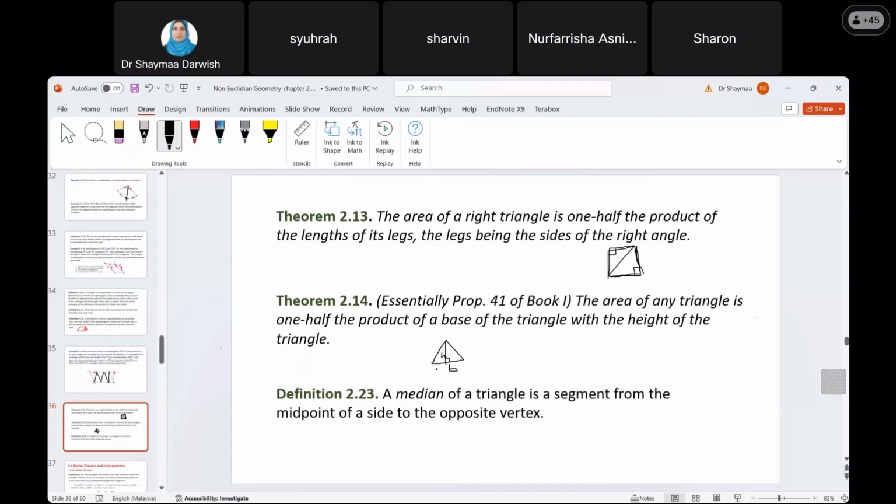Or you can use also the rectangle, but you can use this one directly because from the rectangle you will go to this one. When you draw the height, you now have a triangle with a right angle and another triangle with a right angle. So this one is 1/2 base times height, and this one is 1/2 base times height. So just add, and you will have half the base times the height. This is concluded directly from the previous theorem.